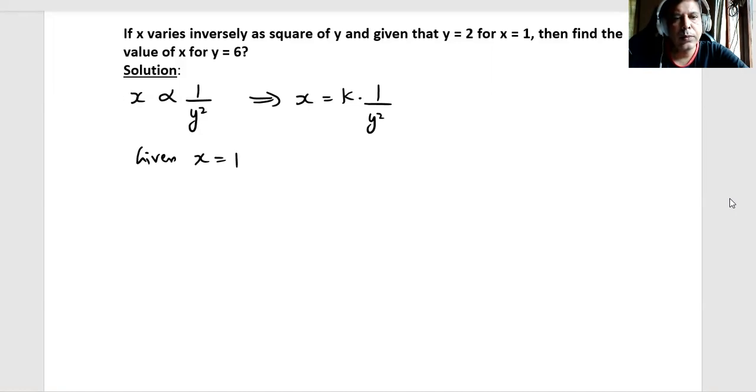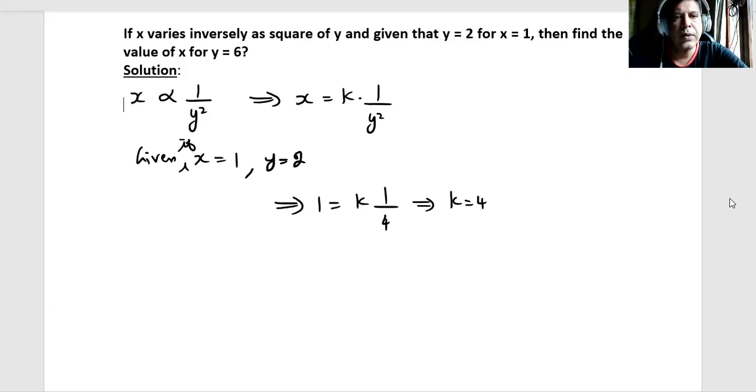y is equal to 2. Given if x is equal to 1, y is equal to 2. That means we can write 1 equal to k times 1 by 2 square. 2 square is 4, which means our k value is 4.